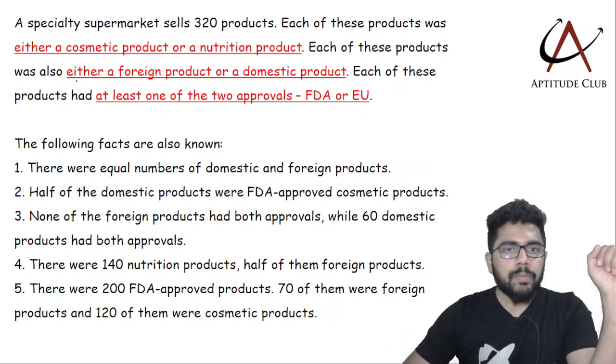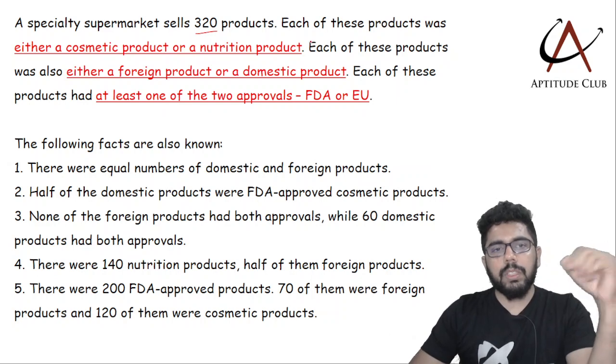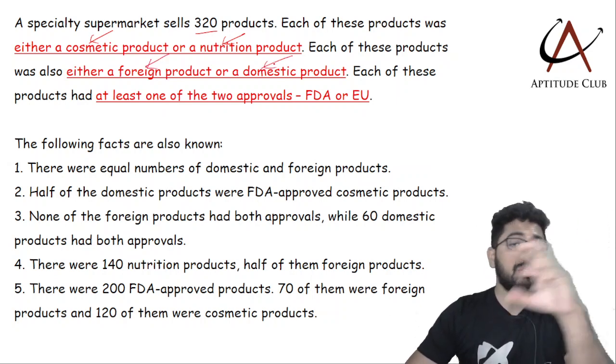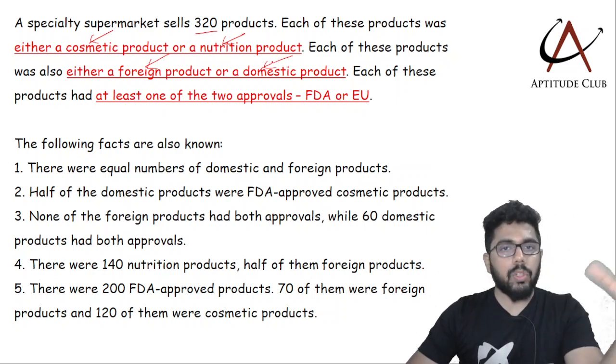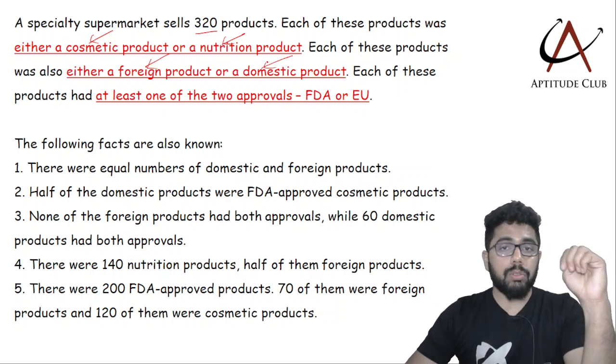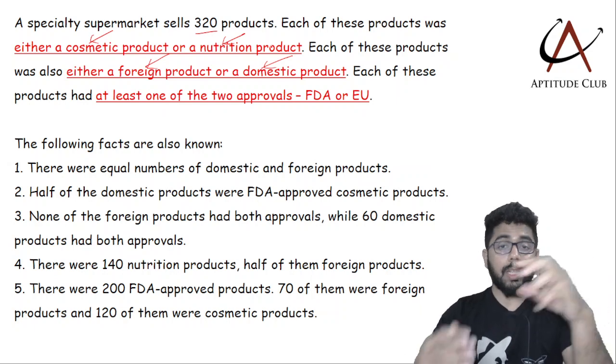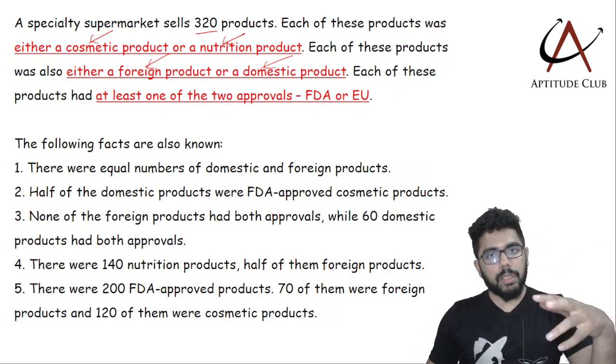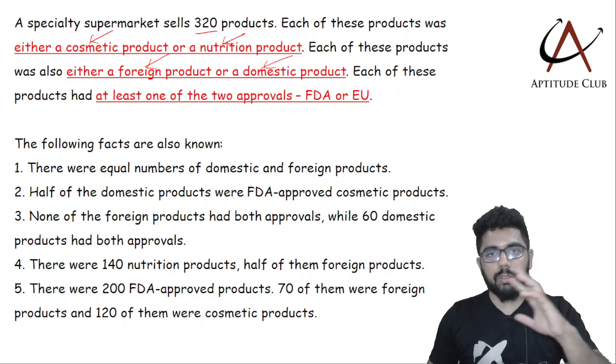All right. So there are a total of 320 products which can be classified either as a cosmetic product or a nutrition product. Also, each of these products can further be classified as foreign and domestic products. So two parameters to classify: cosmetic, nutrition, also foreign and domestic. So now I'll have four types of products: cosmetic foreign, cosmetic domestic, nutrition foreign, and nutrition domestic.